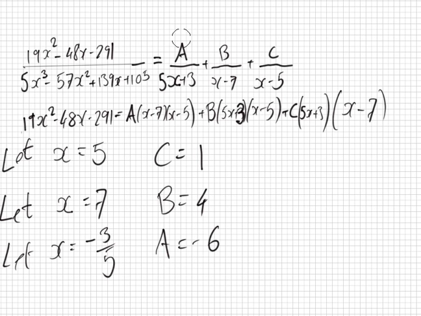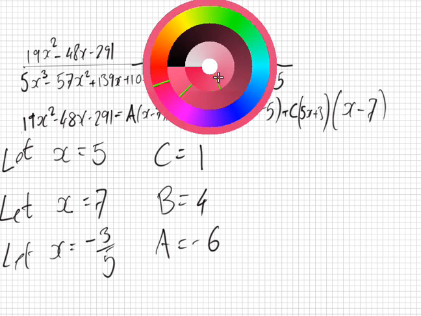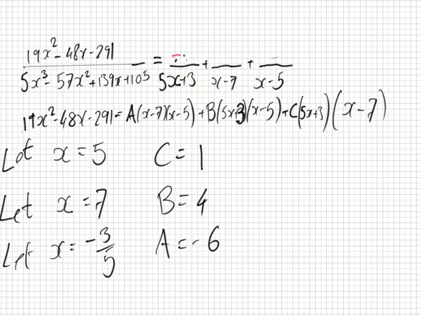Sorry, I was thinking of the last question again. Okay, so we got our A, B, C. So now here I can put in A, B, and C. So A is minus, actually I'll put it in a different color as well. A is minus 6, B is 4, and C is 1.